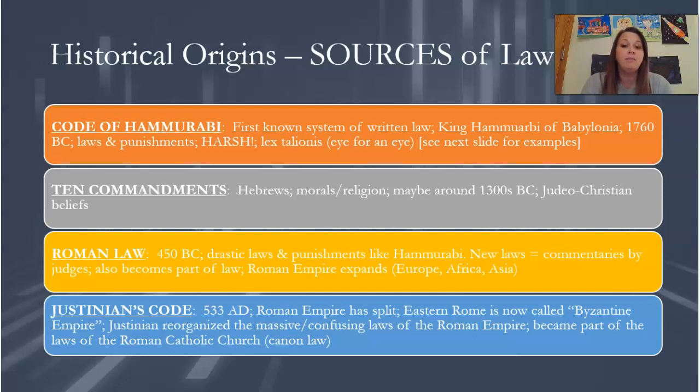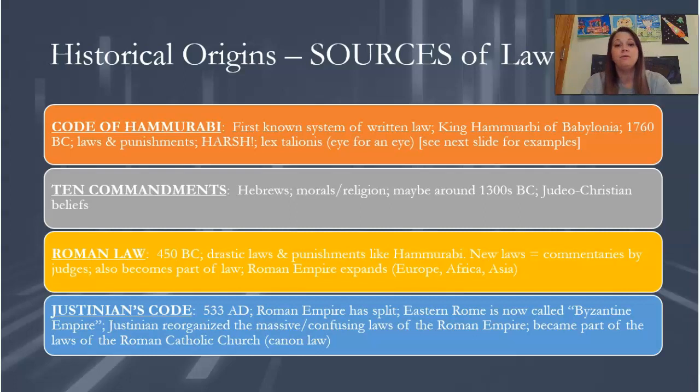Now, looking at the Ten Commandments, this is based on the Hebrew nation. And so this is not only about morality and religion, but it's also about the law. And so we're looking at the time period of maybe around the 1300s BC. One of the reasons we consider this one of our historical origins is because of the Judeo-Christian values of our settlers. And of course, the American settlers that came here to the New World are going to bring those ideas of Christianity and put those into the law.